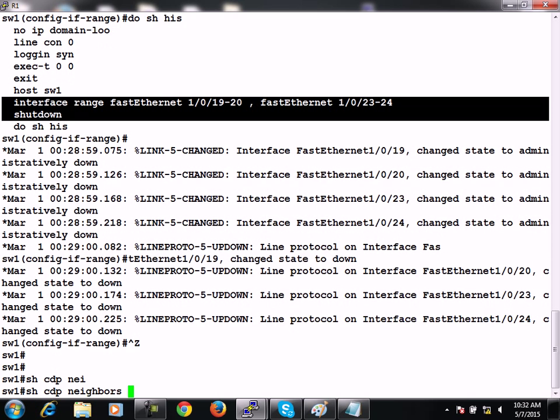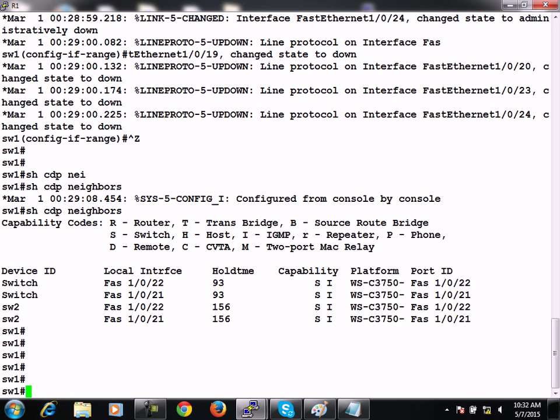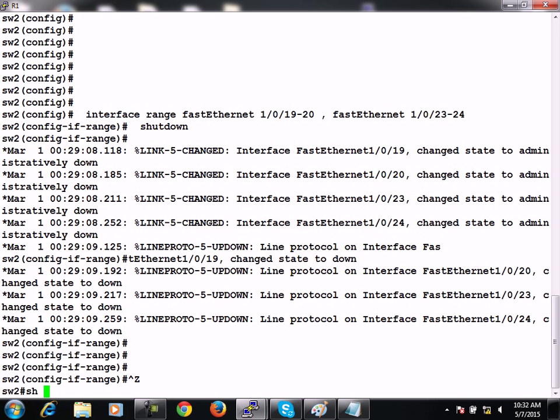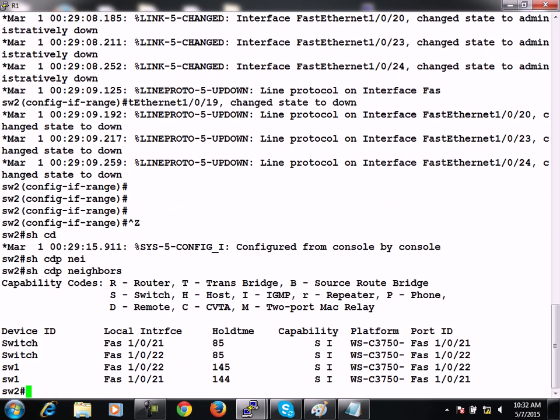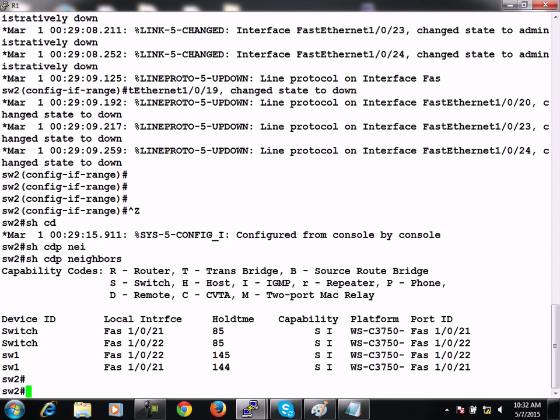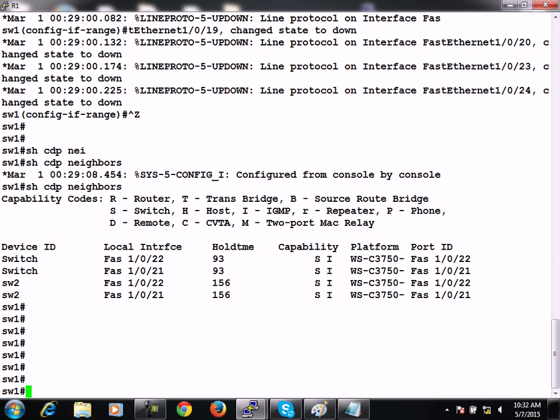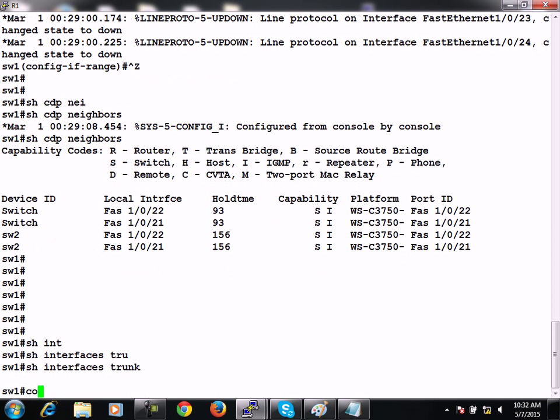Show CDP neighbors. Now switch 1 is connected with switch 2 only, and on switch 2, sorry, you can see it is connected with switch 1 only. All right. Show interfaces trunk, no trunk port.